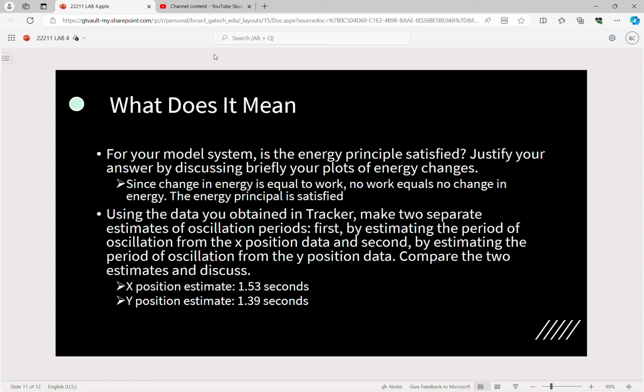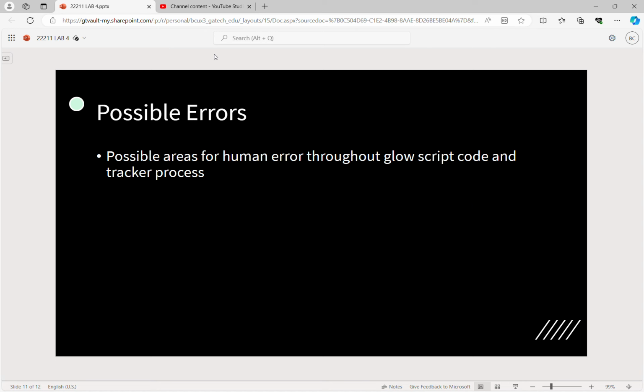Using the data we obtained in Tracker, make two separate estimates of oscillation periods: first, by estimating the period of oscillation from the x position data, and second, by estimating the period of oscillation from the y position data. Compare the two estimates and discuss. Our estimate for the x position was 1.53 seconds, and for the y position was 1.39 seconds. We found this just by playing around a little bit with Tracker and seeing what would work and what would help our estimates work.